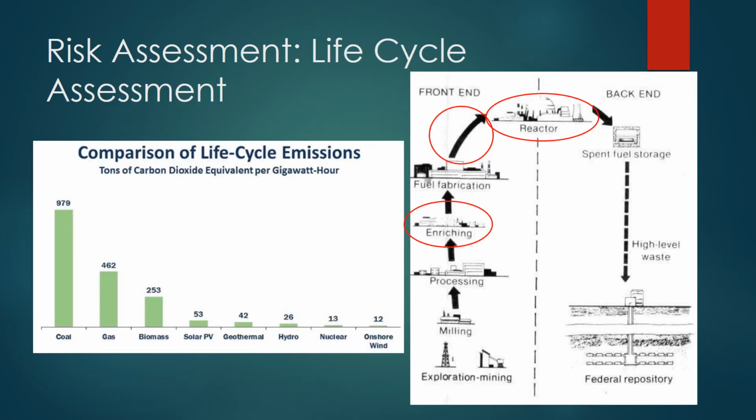The life cycle assessment takes a look at the carbon dioxide emissions of a nuclear cycle. The enrichment and reactor phases contribute the highest amounts of CO2, as well as the transportation between different sites. The chart on the left depicts that the nuclear CO2 emissions are 75 times less than that of coal and 4 times less than the closest renewable energy source, solar energy.